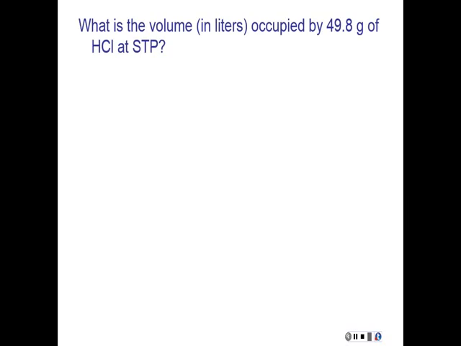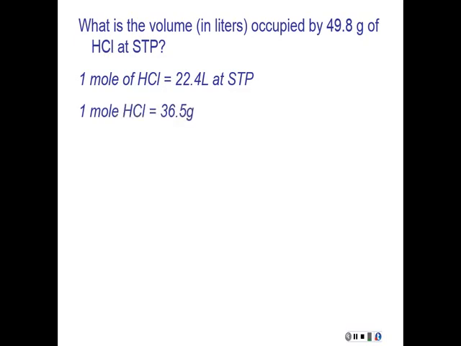So here's a question you might want to answer. Let's see if you can do this one. What's the volume in liters occupied by 49.8 grams of HCl at STP? Now, HCl being a gas, some will say, well, it's an acid. It's only an acid after it reacted with water. So let's say we have HCl gas. So 1 mole of HCl would occupy 22.4 liters at STP, and 1 mole of HCl would weigh 36.5 grams. This is all we need to know.